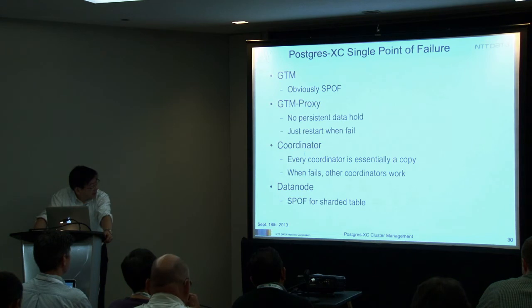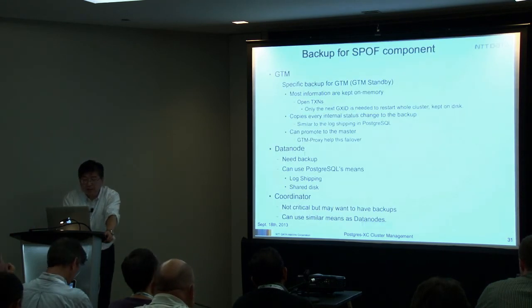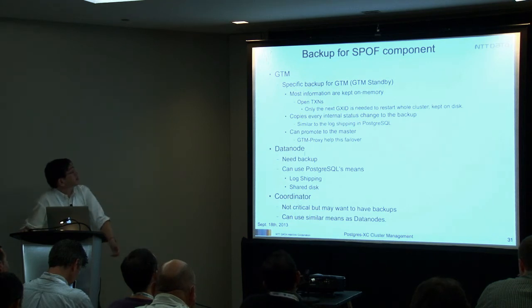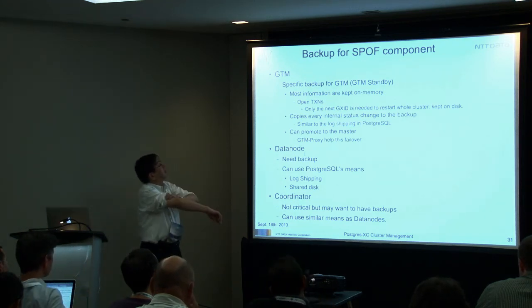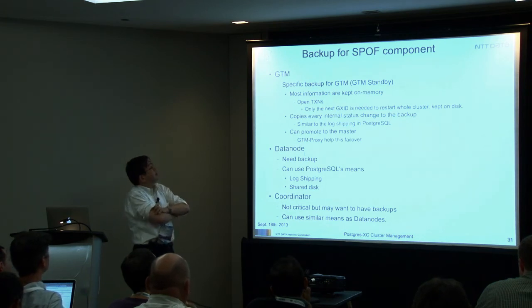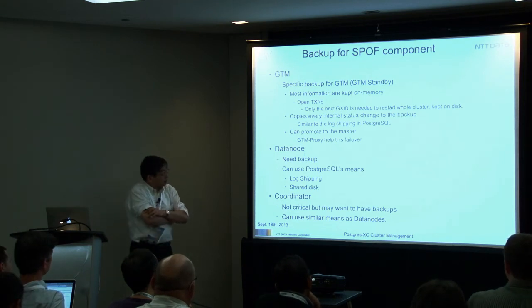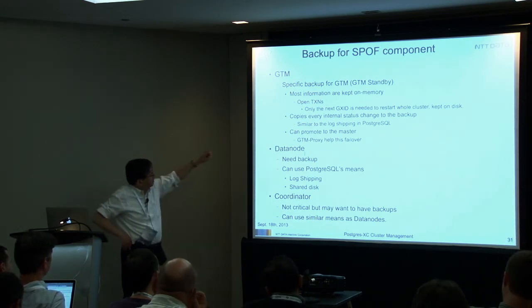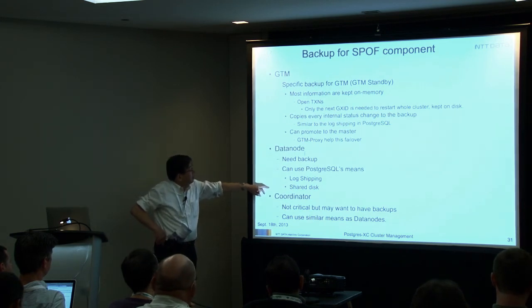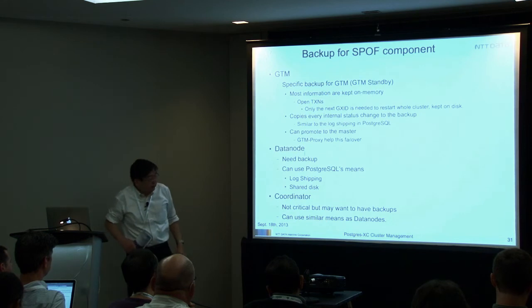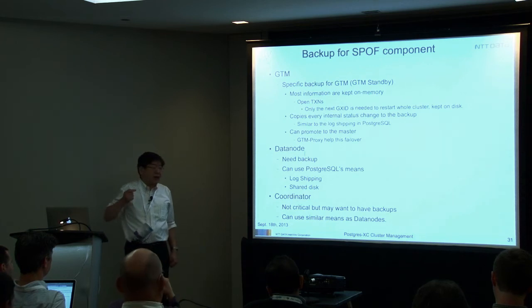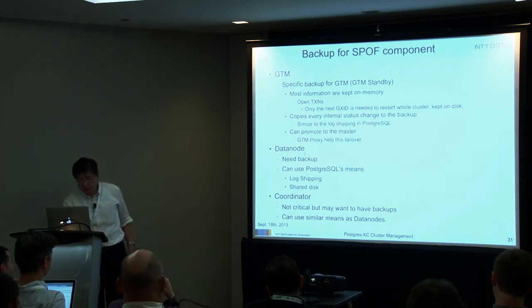And in the case of data node, in the case of a shared table, it's a single point of failure. So we need a slave. But as you see, here's something for the backup. GTM has a slave, and the data node has a slave. And the coordinator, well, we can have a slave, or we can give up some of the failed coordinators and then add them afterwards. So it's up to you.